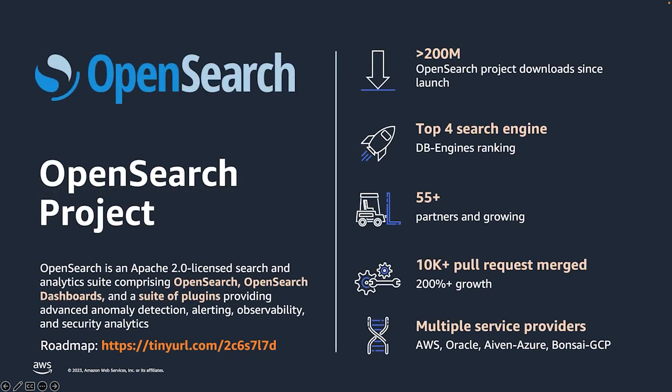The OpenSearch project is an open source suite of tools that includes OpenSearch, a general purpose search and analytical engine built on Apache Lucene, and OpenSearch Dashboards, a visualization and management interface for OpenSearch, a set of plugins that provide additional features like anomaly detection, alerting, observability, and security analytics, and a set of client libraries that makes it easy to interact with OpenSearch from different programming languages. There are more than 55 partners in the open source community and multiple service providers along with AWS, including Oracle, Aiven, and Bonsai.